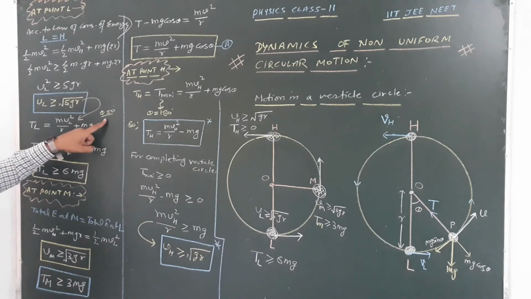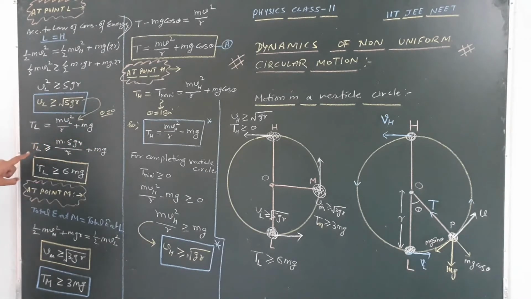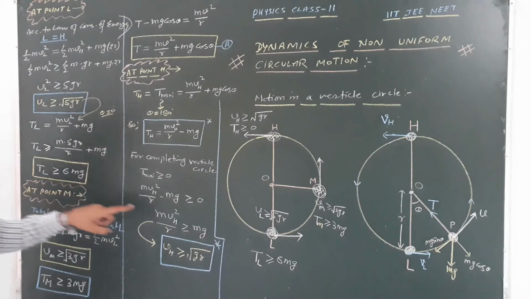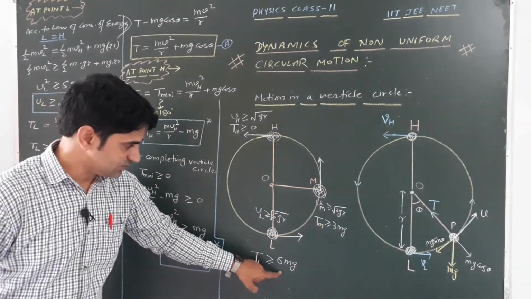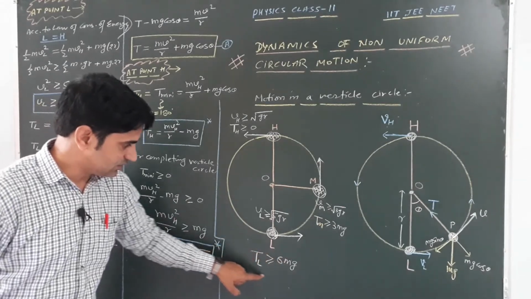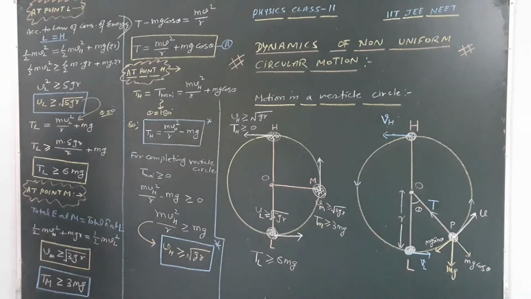At point L, angular displacement is 0, so cos 0 becomes 1 in equation number A. So TL should be greater than or equal to, one can easily find out, m into VL square, 5gr upon r, plus mg, that becomes equal to 6 mg. So TL should be greater than or equal to 6 mg. At the lowest point, tension in the string should be greater than or equal to 6 mg, and we will observe that tension T in the string is at its maximum value compared to the other points.